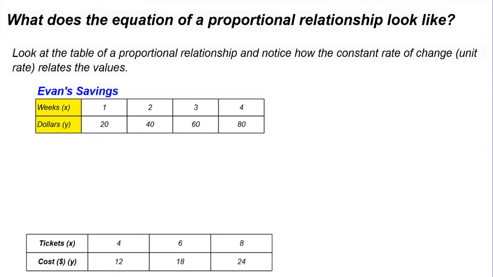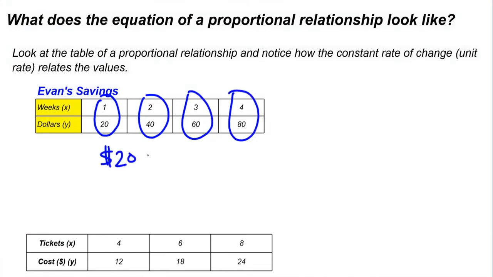So looking at Evan's savings, we can see that this is a proportional relationship because every one of these ratios is equivalent and it has a constant unit rate. These are always $20 per week. So Evan is always saving $20 per week in every one of those ratios. So how do we relate the number of weeks to the number of dollars that Evan has saved? How could we figure out how much Evan has saved for any number of weeks?